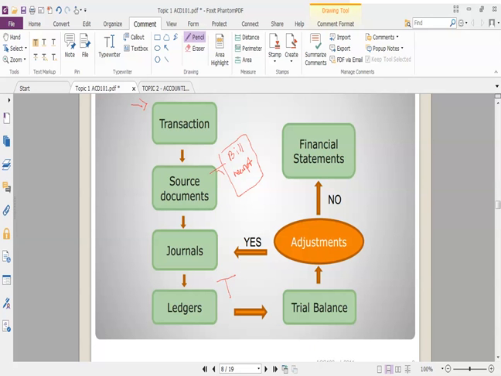Definition of journals. Okay, journals. Later on we will discuss. Journals is just what we call how we keep all the information. Okay, we have purchase journals.